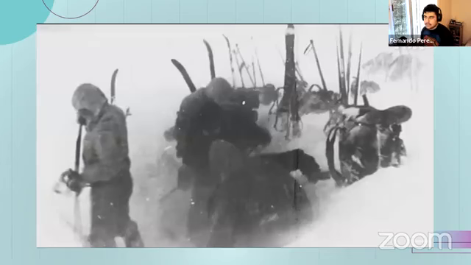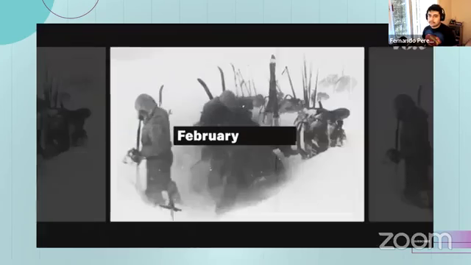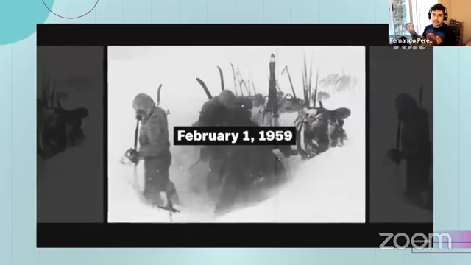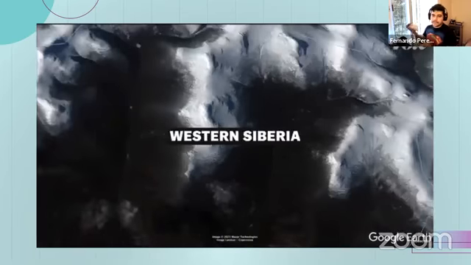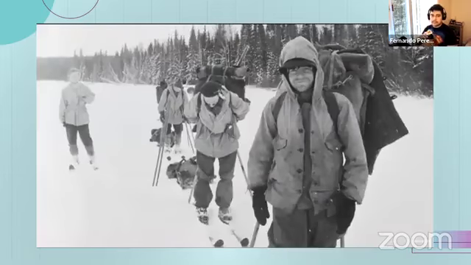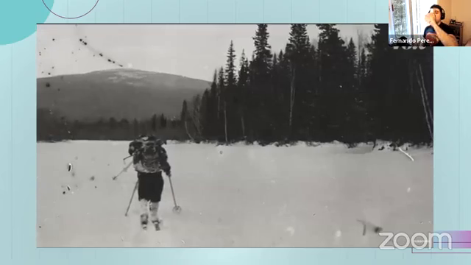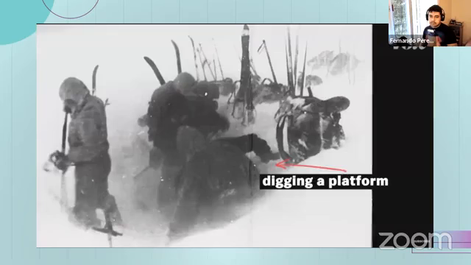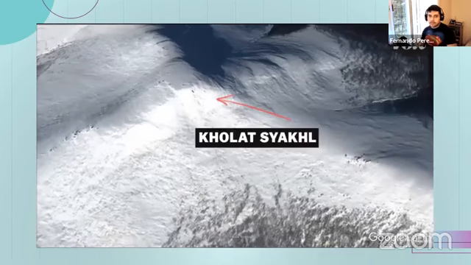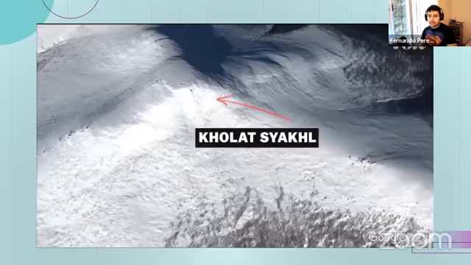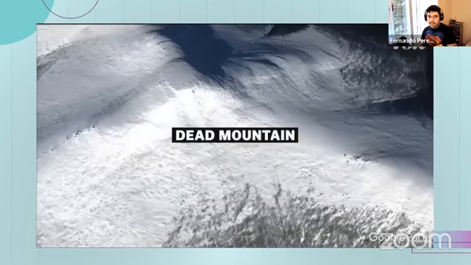This is the last photo taken by a group of experienced Russian hikers the night they disappeared in February 1959. Here in the remote Ural Mountains in western Siberia, they were on an advanced winter hiking trip, trekking hundreds of kilometers through frozen wilderness. The photo shows them digging a platform in deep snow to pitch their tent along the slope of Kolatsiako, which translates from the language of the indigenous people of the region, the Mansi, to Dead Mountain.